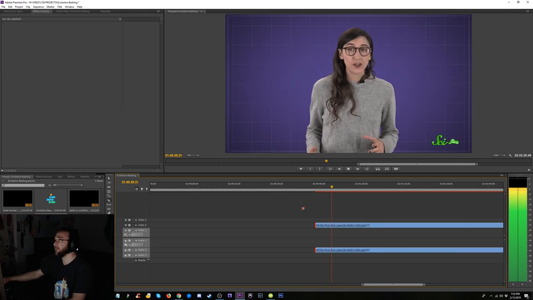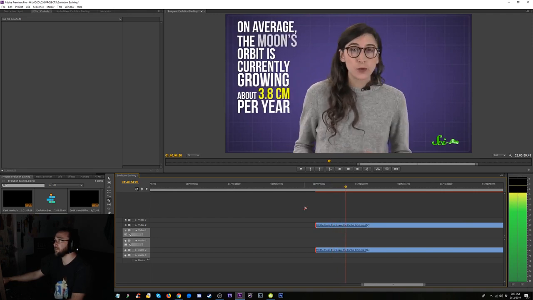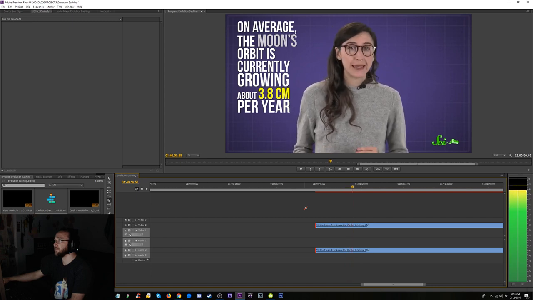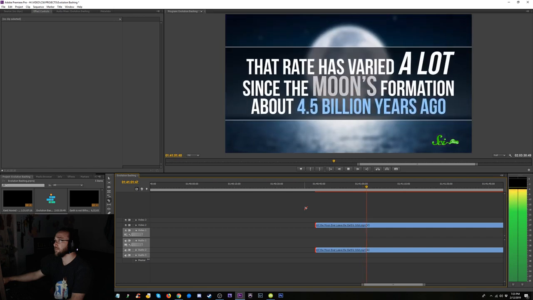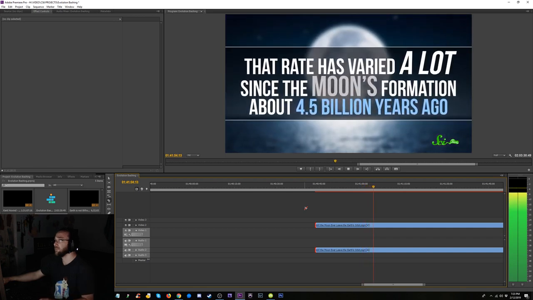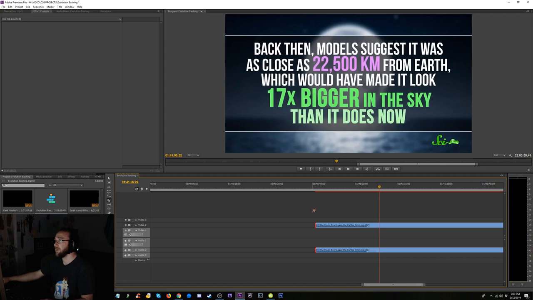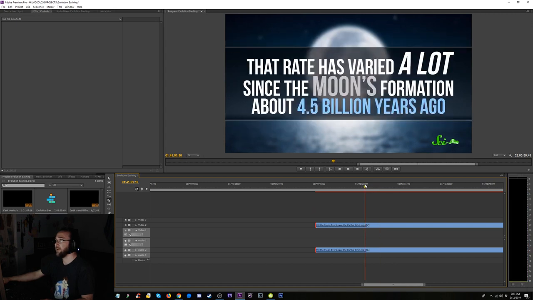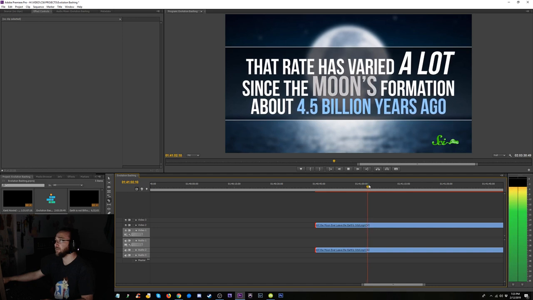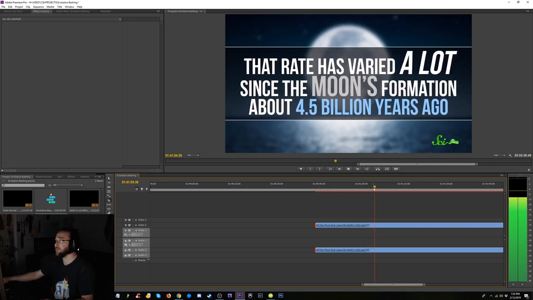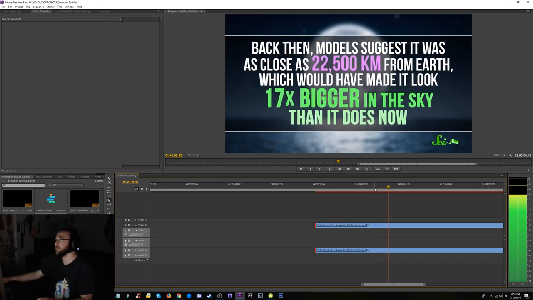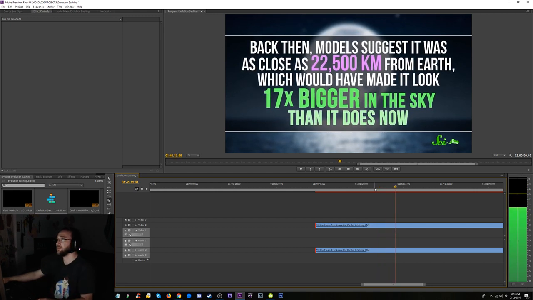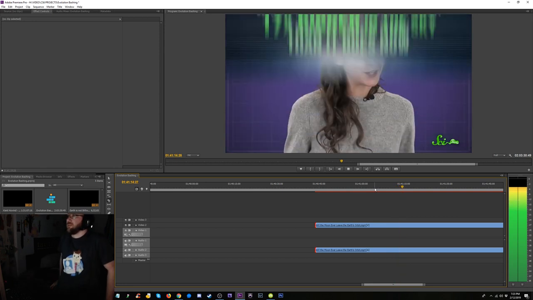Every year, the moon's orbit gets a little bigger, and our favorite satellite moves just a little farther away. But luckily for us, we don't have to worry about the moon ever getting so far that it breaks free. On average, the moon's orbit is currently growing about 3.8 centimeters per year, at around the same rate as your fingernails. That rate has varied a lot since the moon's formation about 4.5 billion years ago. Back then, models suggest it was as close as 22,500 kilometers from Earth, which would have made it look 17 times bigger in the sky than it does now. Talk about a moonlit night.